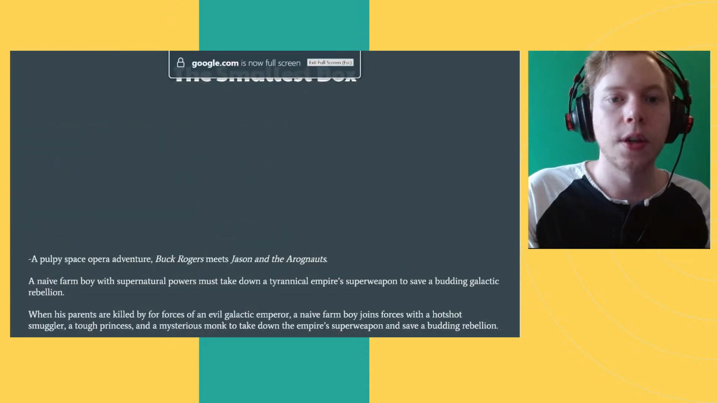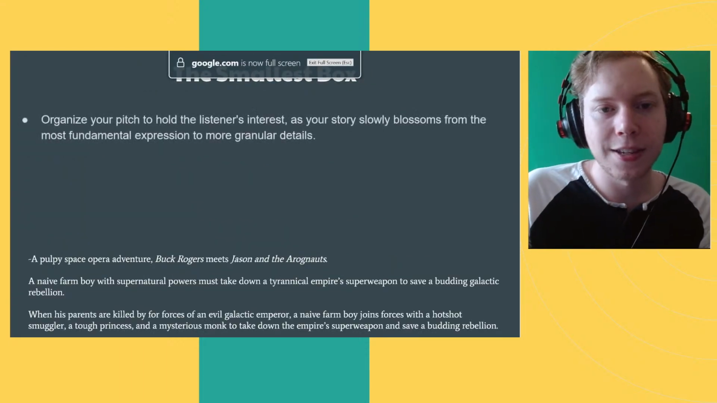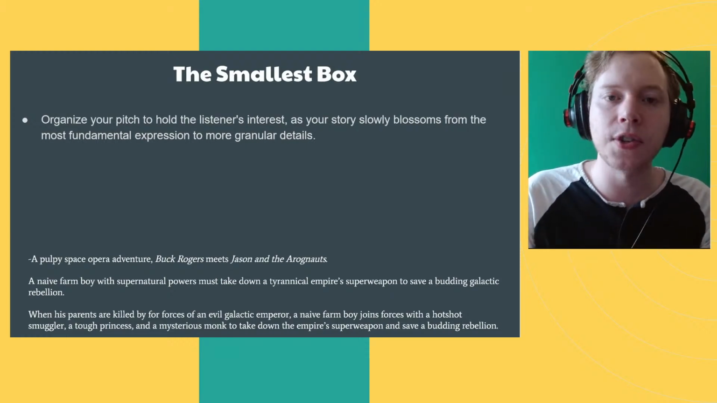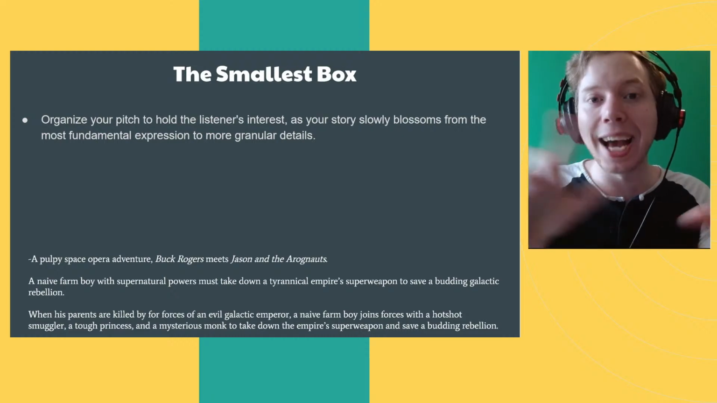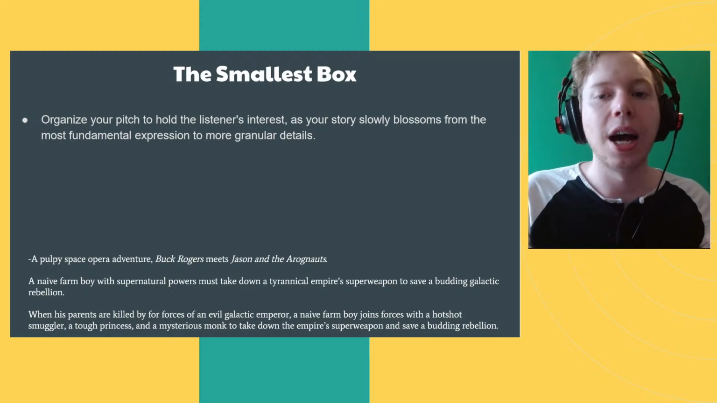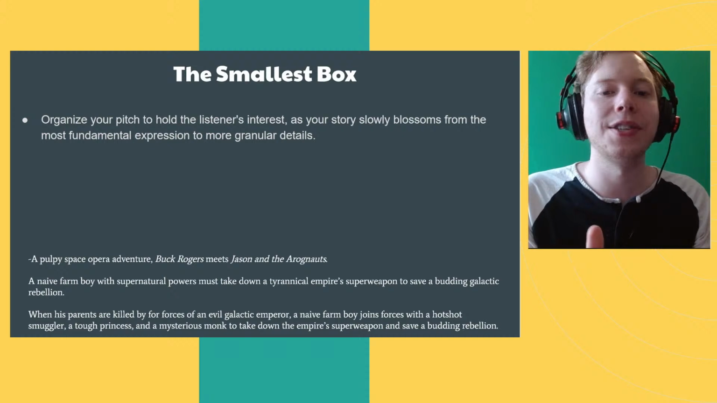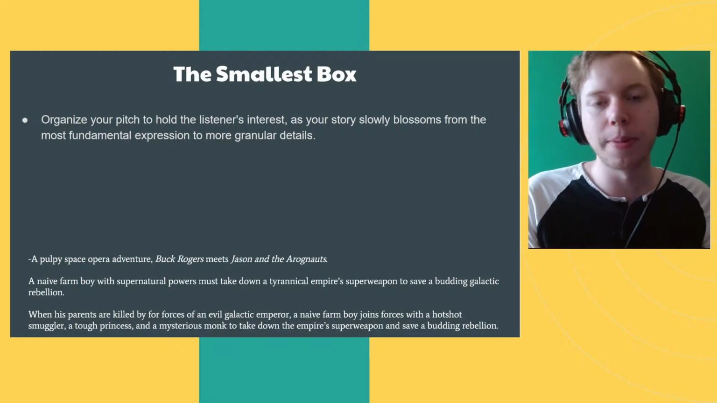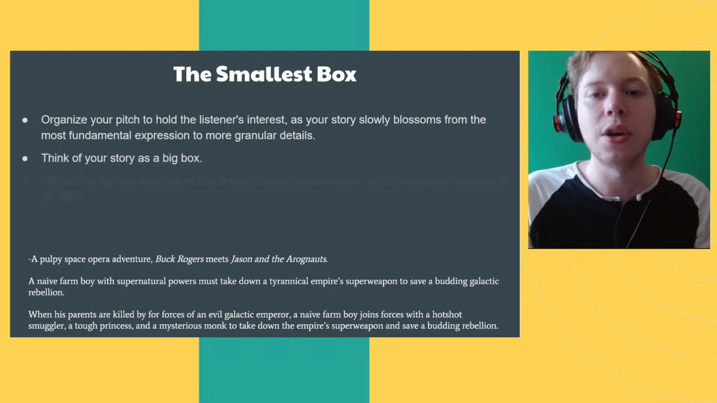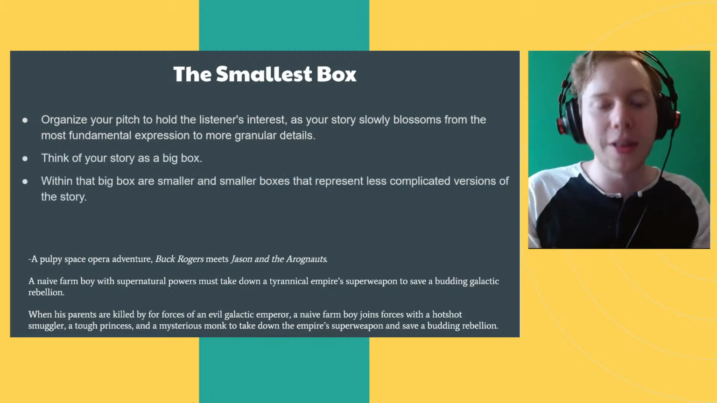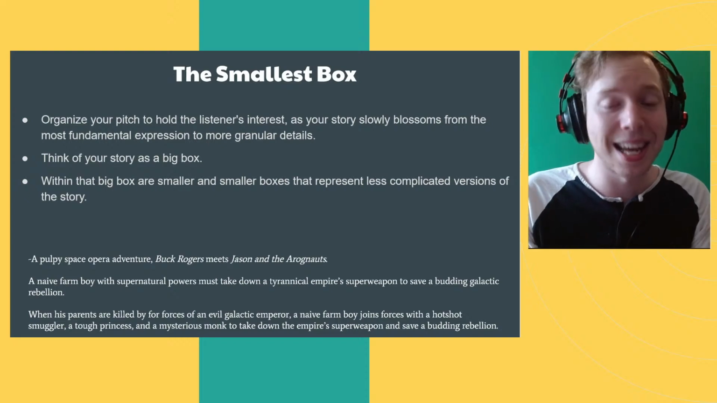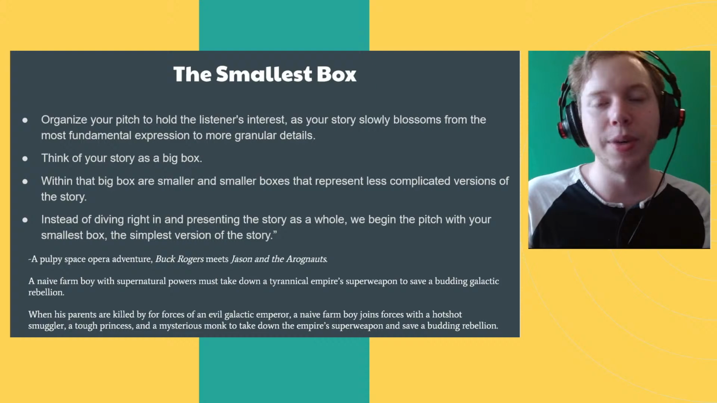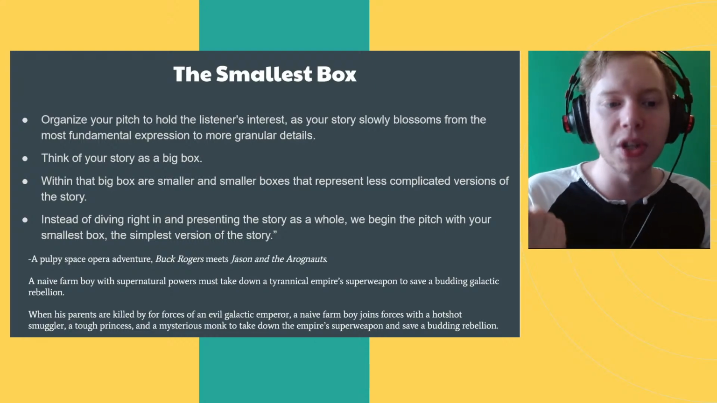All right, no questions. So maybe we could talk a little about this idea of the smallest box, which is that you can categorize different types of pitches just by the scope of the story. Remember that you have to organize it to hold the listener's interest first, and as your story blossoms from its most fundamental expression to granular details, you can think of the story as a big box, and within that box are smaller boxes that represent less and less complicated versions of that story. So instead of diving in and trying to include everything, we usually start with the smallest box, the simplest version of the story.